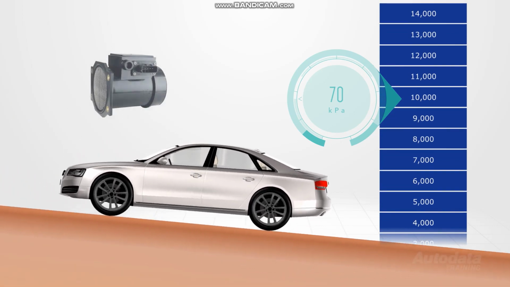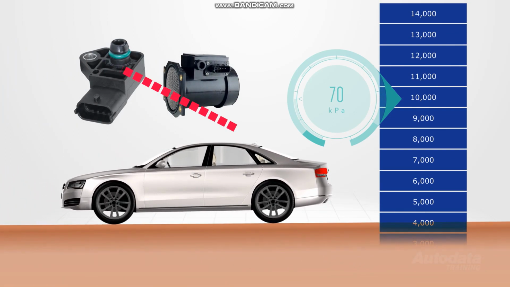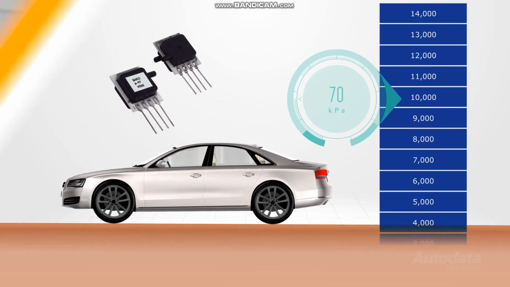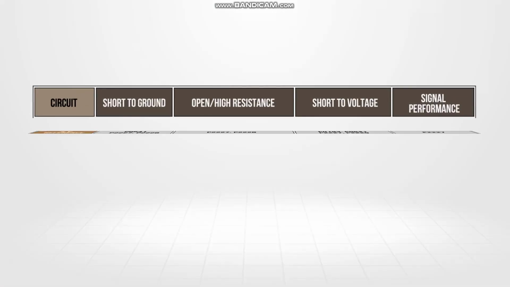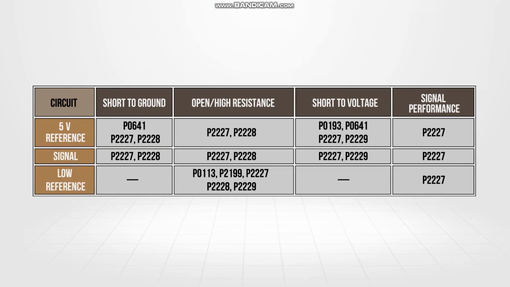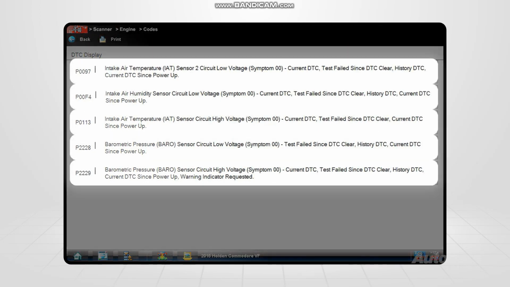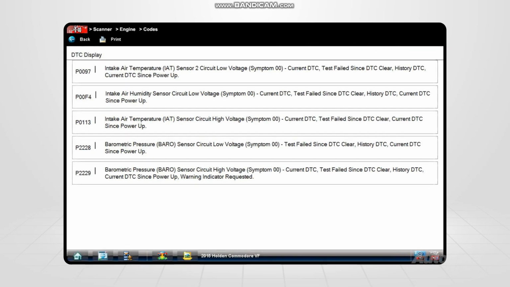The MAF or MAP sensor alone can't sense the increase or decrease in altitude. Therefore, a baro sensor is used. Like all other pressure sensors, a fault in the baro circuit will set codes in the ECM. Looking at the trouble code table, we can see that voltage high, low, excess resistance, and signal performance-based codes may be set. But if any other fault codes should set, such as ones relating to the intake air temp, airflow meter, or manifold pressure sensor, they should be addressed first.